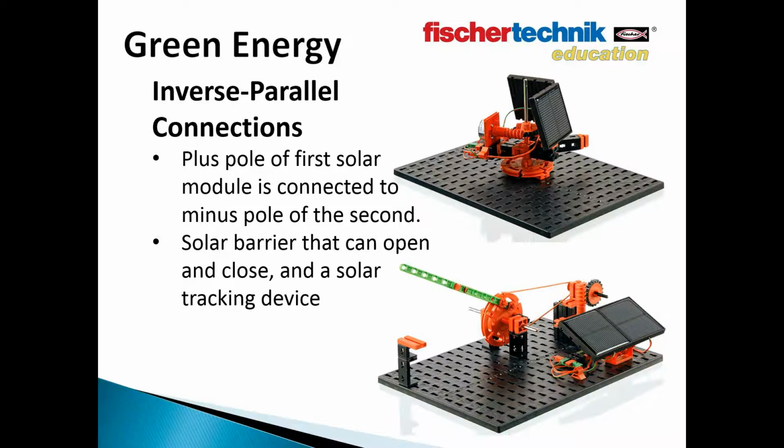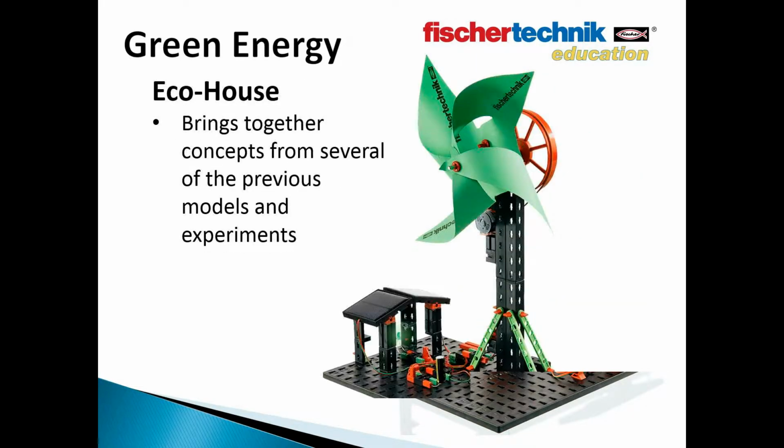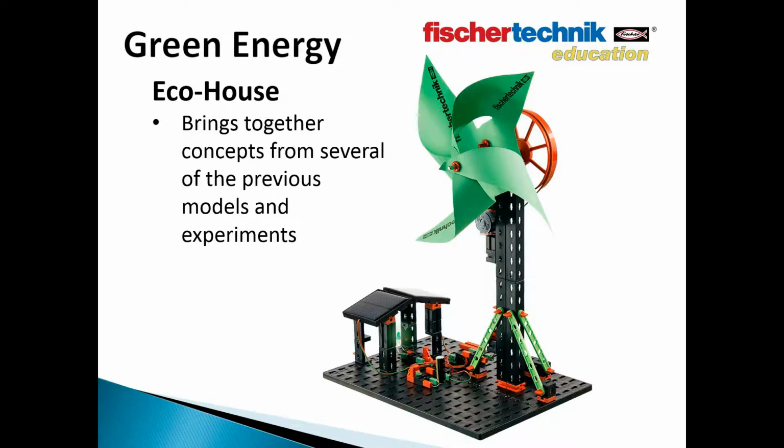The concept of inverse parallel connections is introduced next, with a pair of models where the plus pole of the first solar model is connected to the minus pole of the second module. This concept allows for the creation of models such as a solar barrier that can open and close, or a solar tracking device which aligns itself to the sun. After this, students build an eco-home, which ties together many of the concepts addressed in the previous experiments and models.